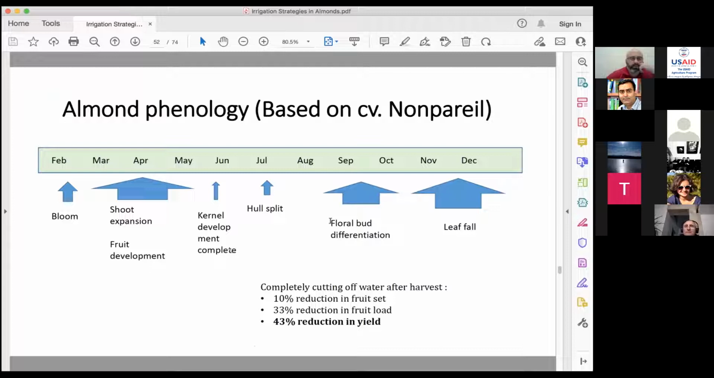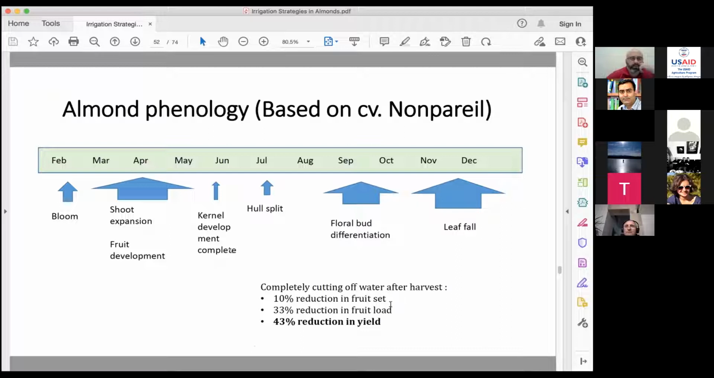And in the cultivars that we work with here in California, the bud set or the bud differentiation period is right around the harvest time in California. So that is really critical, because if we decrease the amount of water applied to the trees during that phase, the buds will not set properly for the next year. And then the leaf fall we have in November, and the dormant period goes from November through February.